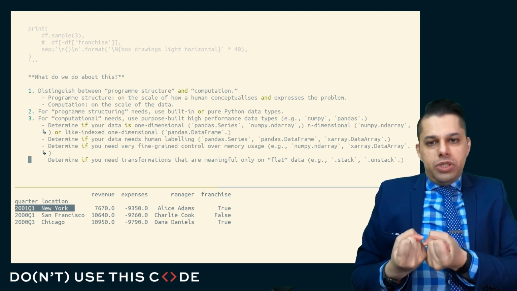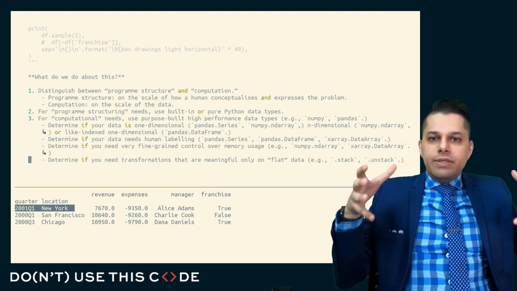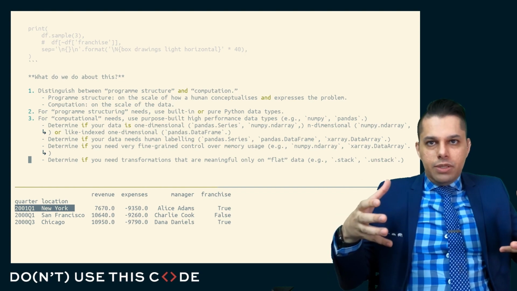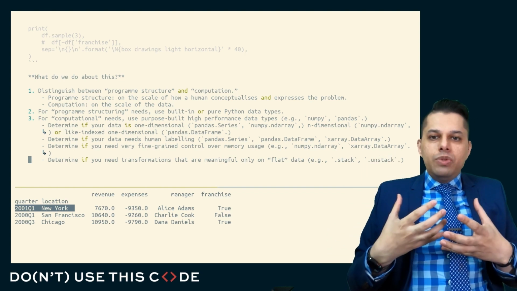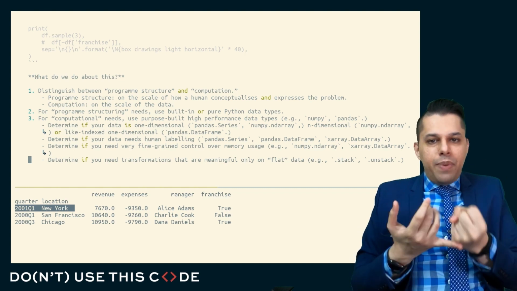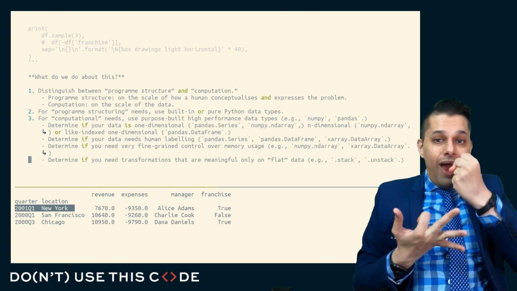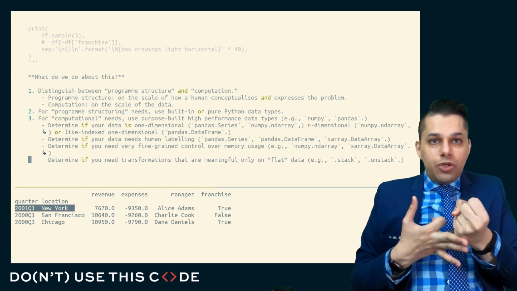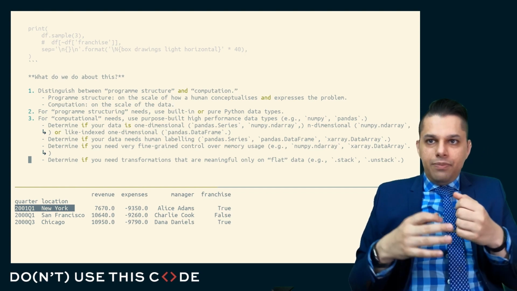But when you deal with computational work, when the scale of the data is billions of elements, trillions of elements, those pure Python types will not be sufficient, so you need to reach for your high-performance data types, your NumPy ndarray, your Pandas data frames, or wrappers on top of that, your Xarray DataArray, your Xarray Dataset.